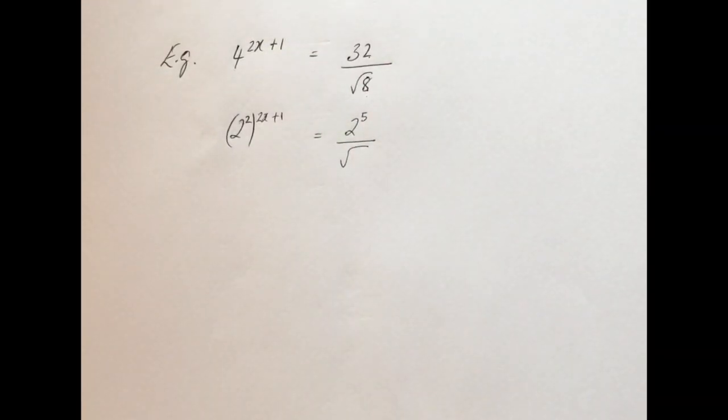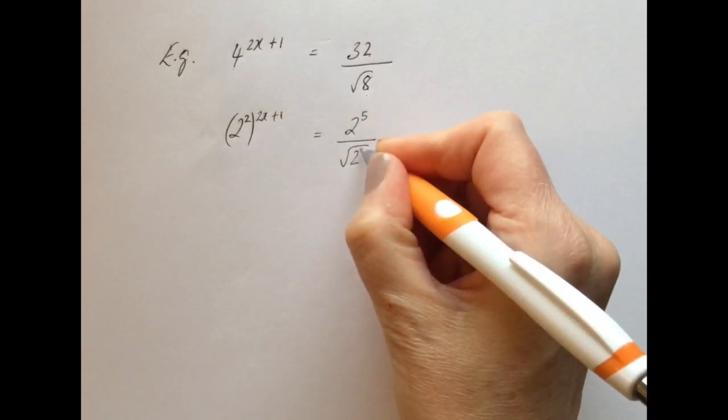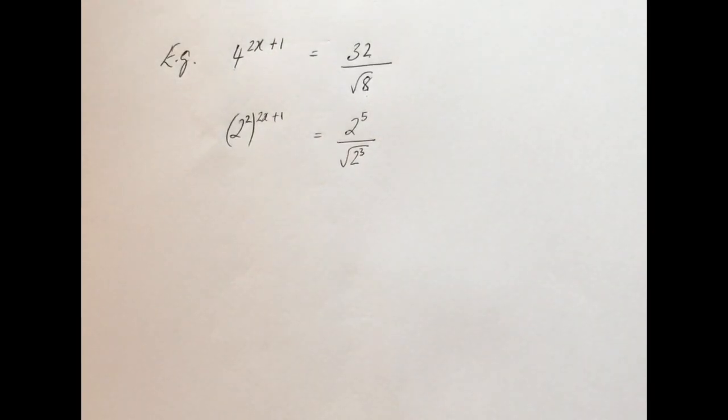8 as a power of 2 is, of course, 2 cubed. Okay, so that's our first step. Now we're going to rely on our laws of indices to start tidying this up, so we can get our left-hand side looking like our right-hand side.